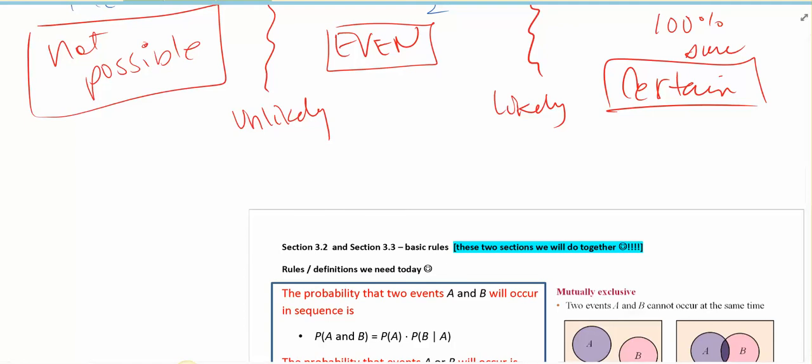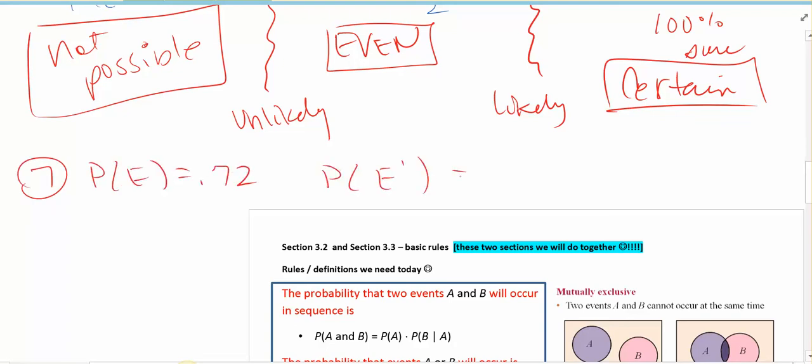Our last question we were to ask ourselves was, if you know the probability of an event is 72%, what's the probability of its complement? So number 7 says the probability of an event is 0.72. The probability of its complement is everything else. So 100% spans the whole scenario. So we do 1 minus 0.72, and we find out that the probability of the complement is 0.28.